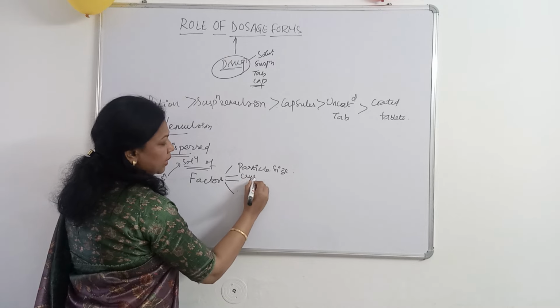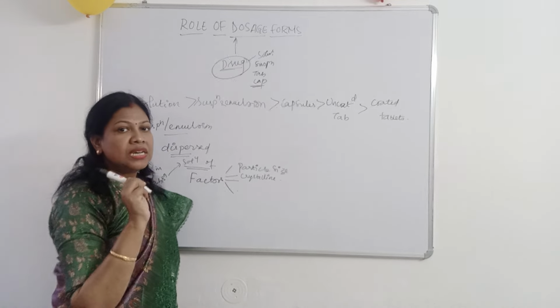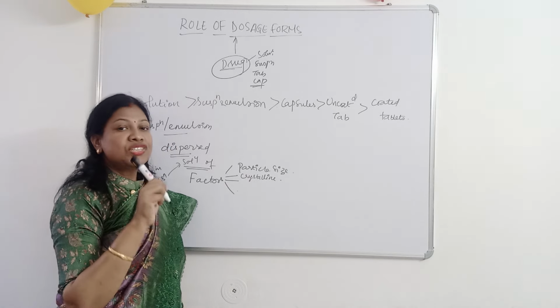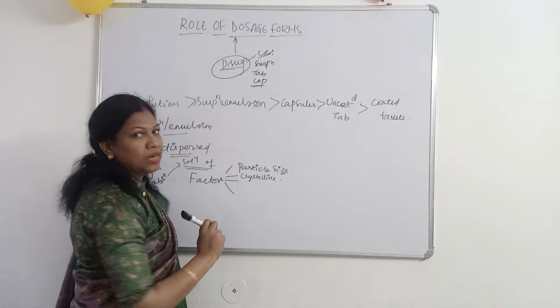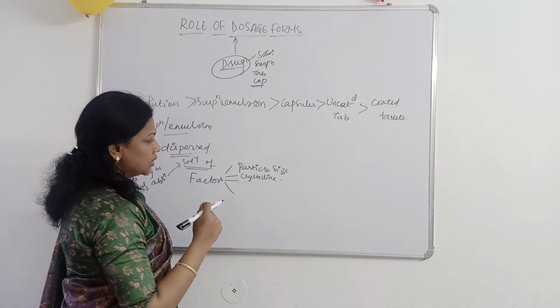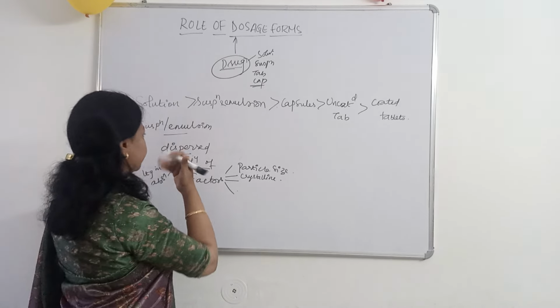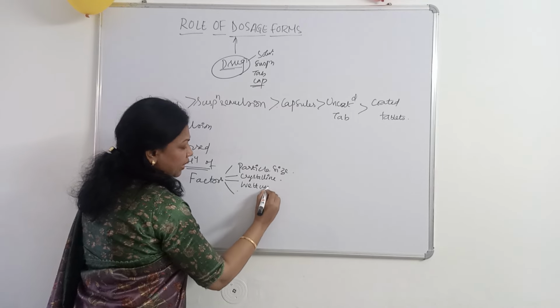Then the crystalline nature of the drug. When you prepare a suspension form, you have to consider the crystalline nature of the drug. Which form is the more soluble form? We have to go for the most soluble form. So the crystalline form is also to be considered in the case of the suspension dosage form. And then inclusion of wetting agents.